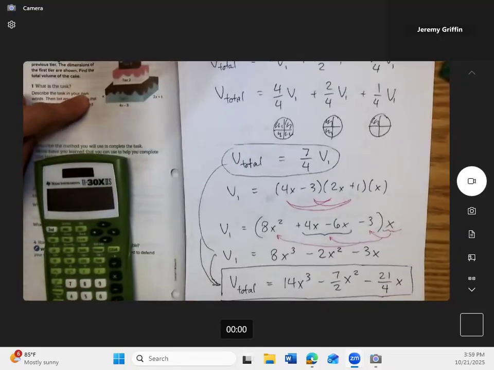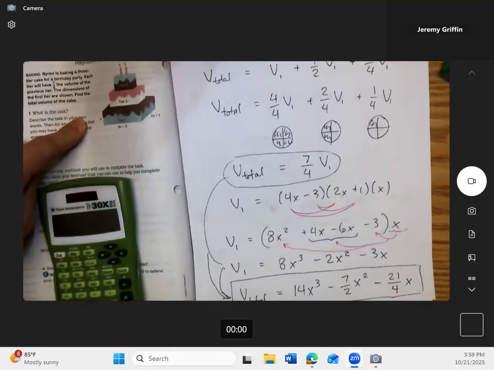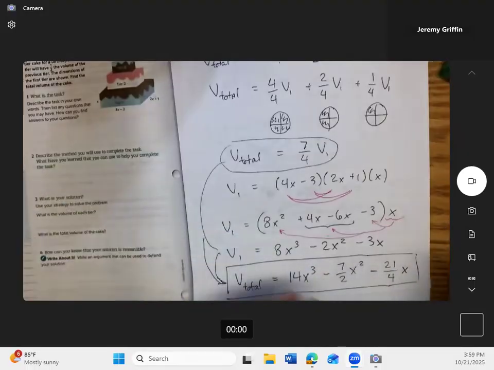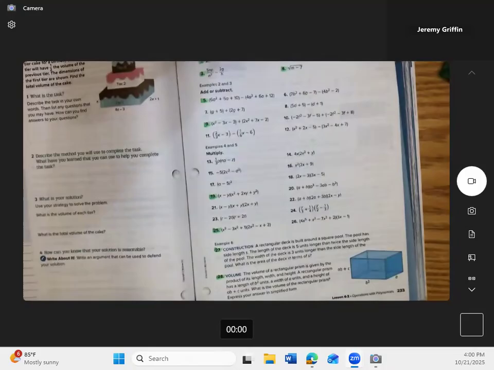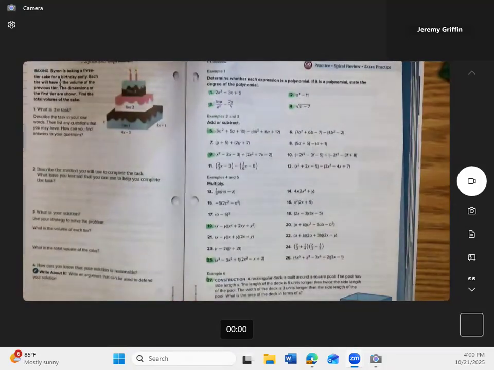So yeah, there's the total volume of the 3-layer cake, just in terms of x, which is just straight off this picture of the book. Okay. So just like that. There's all the examples. So let's jump into some of these. I'm going to pick a few from each of these sections here.